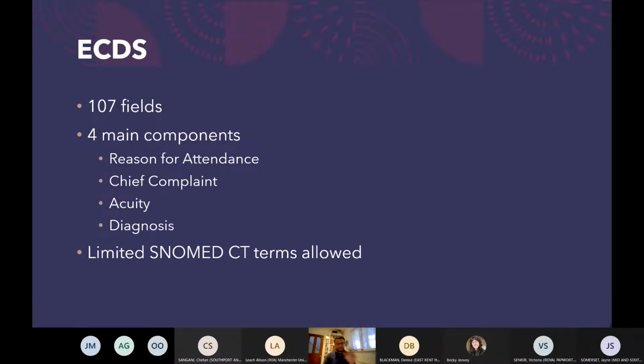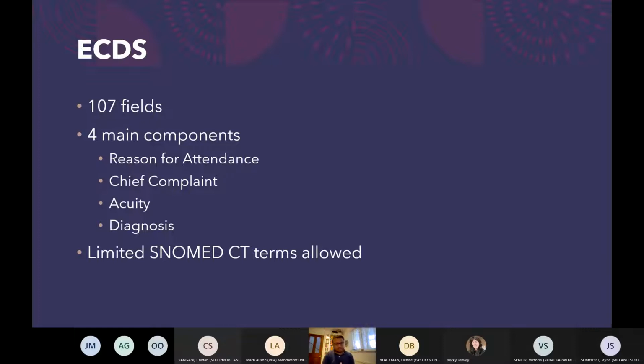Now, there are 107 fields currently in the emergency care data set. Most of them are things like patient's name, date of birth, address, GPs, how they got there, all that kind of stuff. But the four main components from a data point of view are the reason for attendance, the chief complaint, acuity, and diagnosis. And this is entered at the point of the clinical data entry, so it often doesn't get entered in subsequently. It's not necessarily reviewed afterwards.